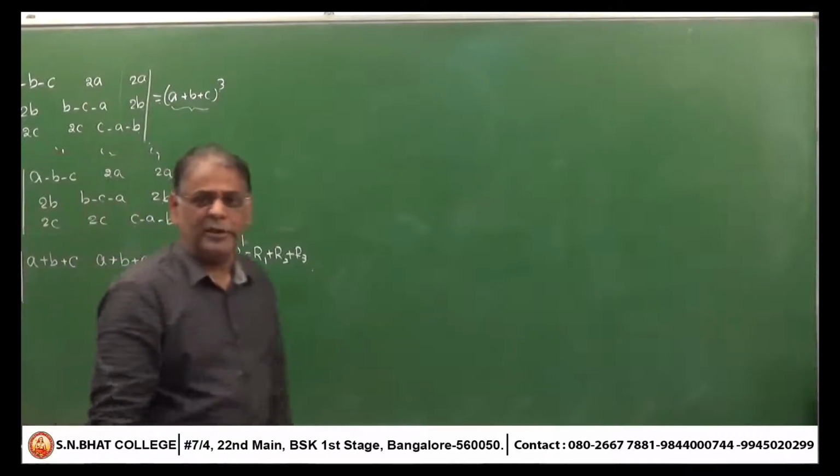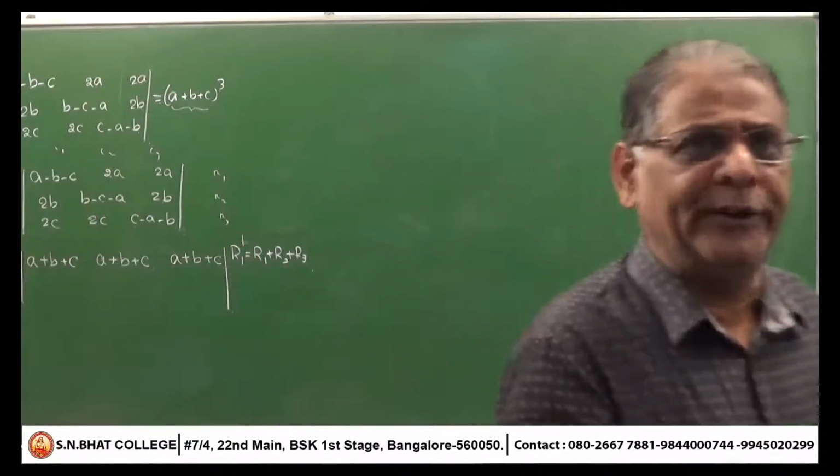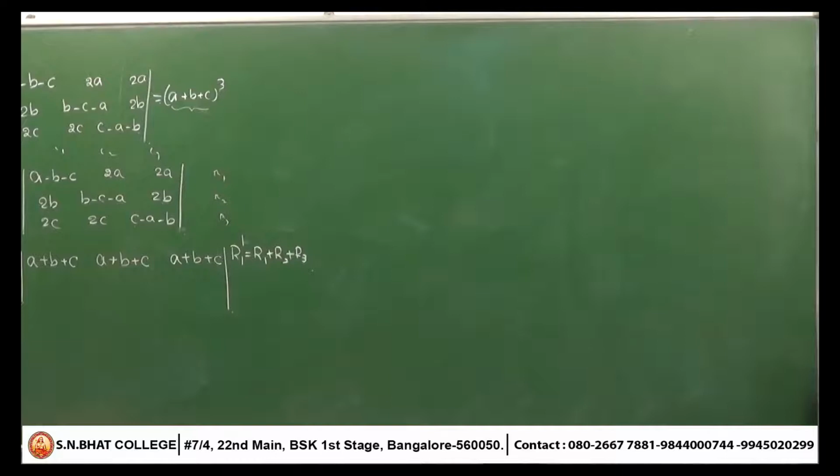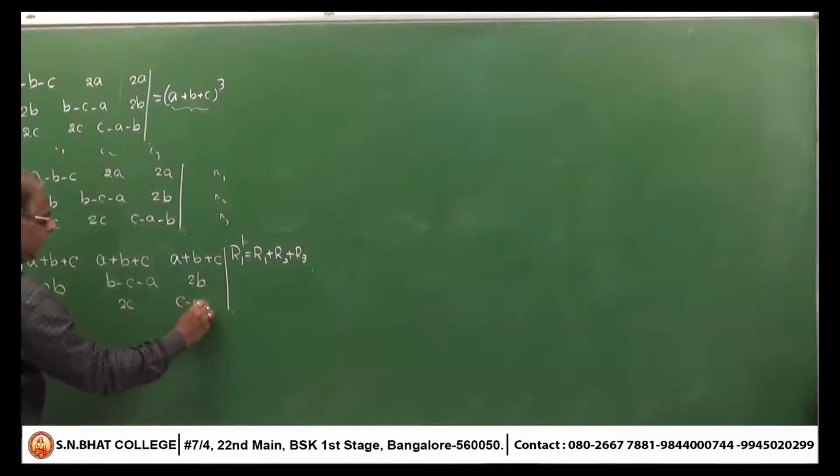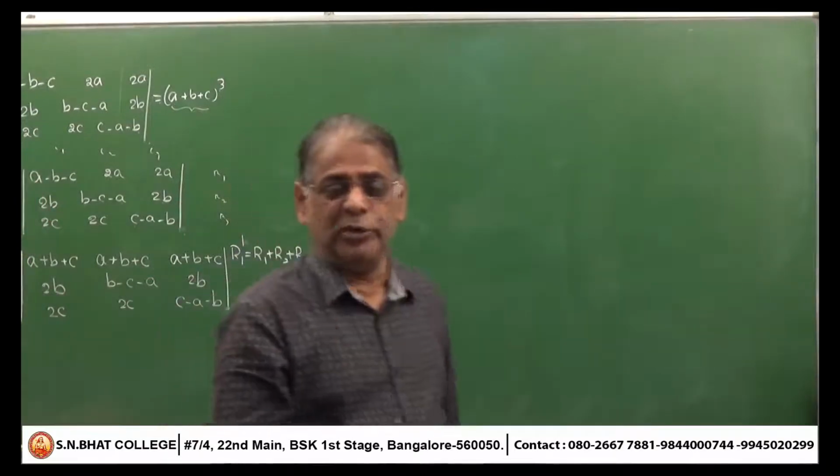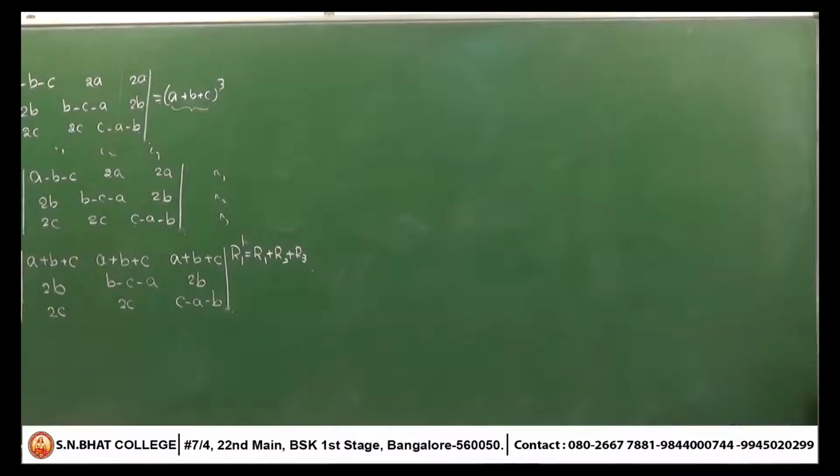I change only R1. I have not touched R2 and R3. Write R2 and R3 as it is: 2b, b minus c minus a, 2b; 2c, 2c, c minus a minus b. I change only R1; R1 dash is R1 plus R2 plus R3. You will get the first row elements.